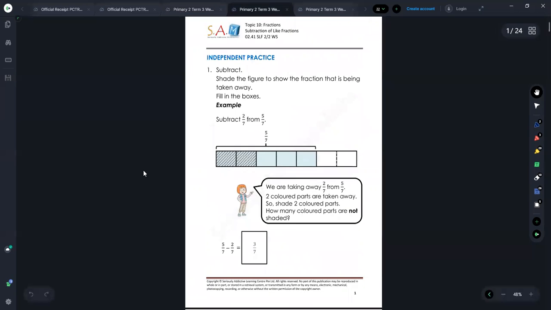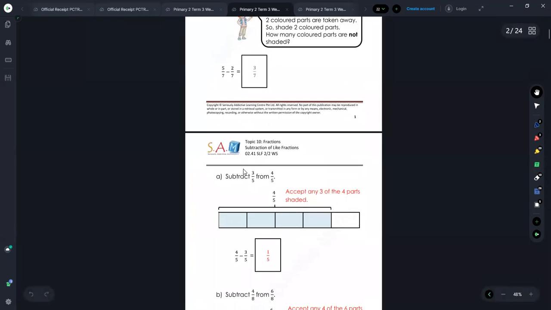Okay, so for the second booklet, some of the questions are already done before, or rather the same question type was covered in the first booklet. For this one, they have to shade the different parts. Subtract 2 out of 7 from 5 out of 7. So they have to shade the fraction that is being taken away, so 2 out of 7.